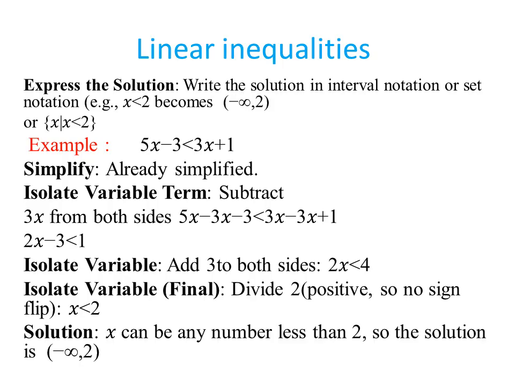After this, we isolate the variable, that is the final step. In this, we have to divide by 2. The coefficient is positive, therefore we do not flip the inequality sign. Therefore, x is less than 2. So the solution x can be any number less than 2. So, the solution is minus infinity comma 2.